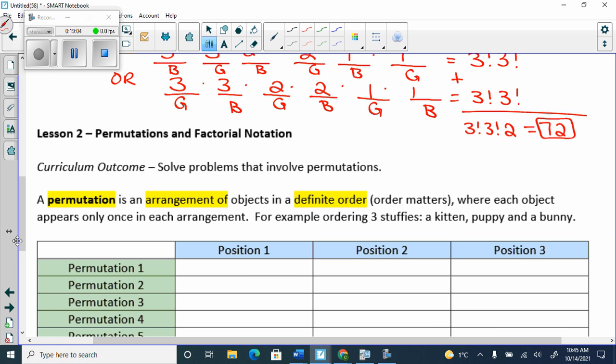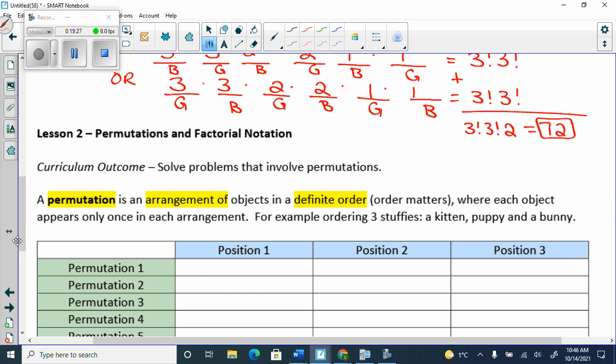If order matters, so like with the pictures we were just doing, did the order in which you stood the people matter? Do you get different pictures if you stand them in different orders? Yes, you do. If I organize something, you close your eyes and I organize it again, and you can say it changed, then order matters. So then it would be a permutation.